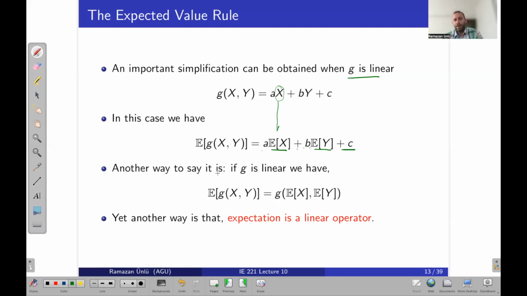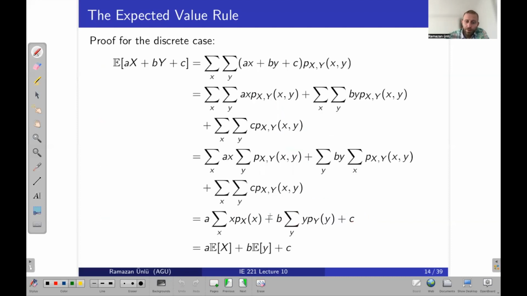Another way to say it is, if g, the function, is linear, we have the expected value of g(x, y) actually equal to g of the expected value of x and the expected value of y. So we can conclude that the expectation is a linear operator. Okay, we can distribute that one. So let's look at the proof of that one.